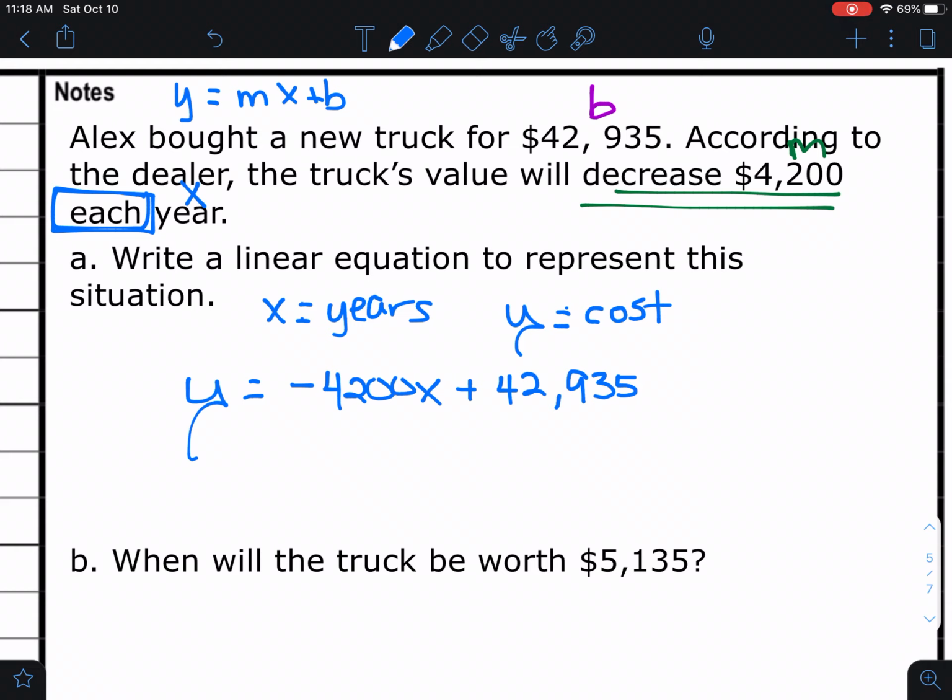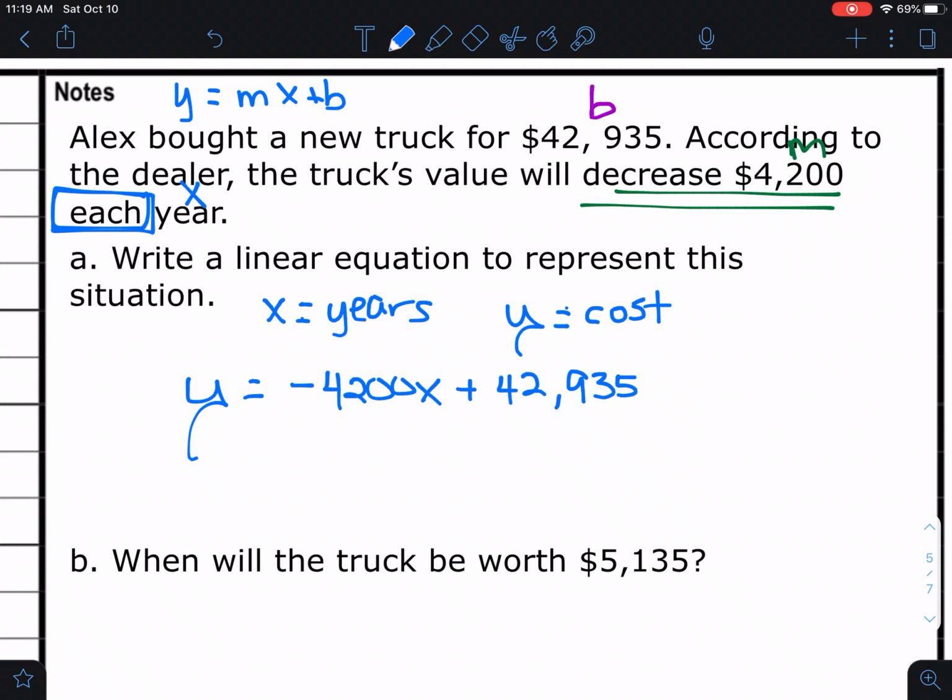Now, you might have also written that another way. If you also wrote that as y equals 42,935 minus 4,200x, where you had those flipped around, that would also work. Since that's kind of how it's written, that would work as well. But in keeping with the y equals mx plus b, I thought this might be a little bit easier to follow.